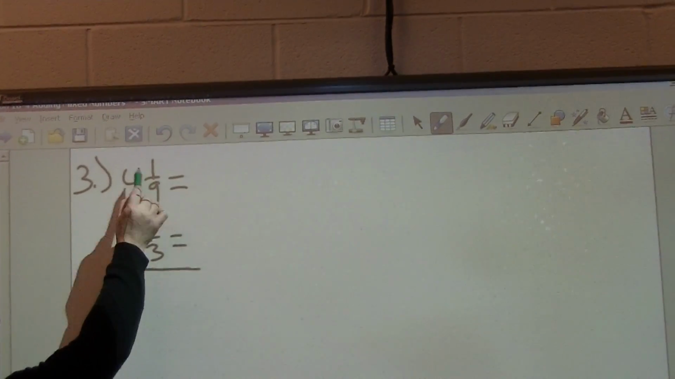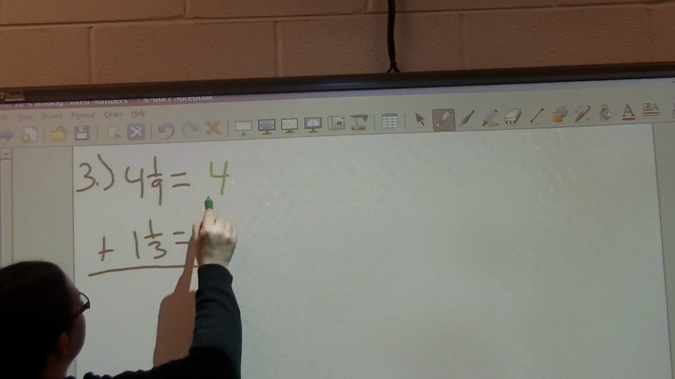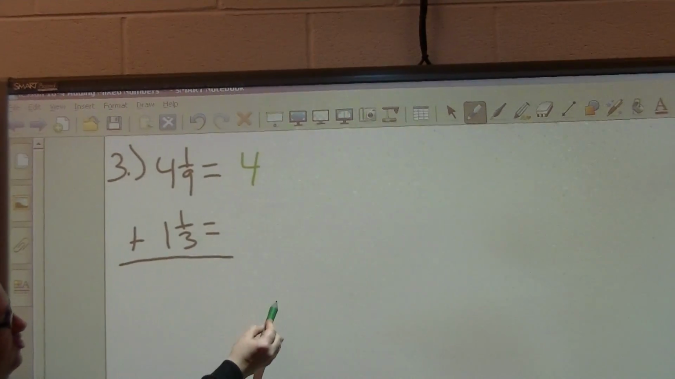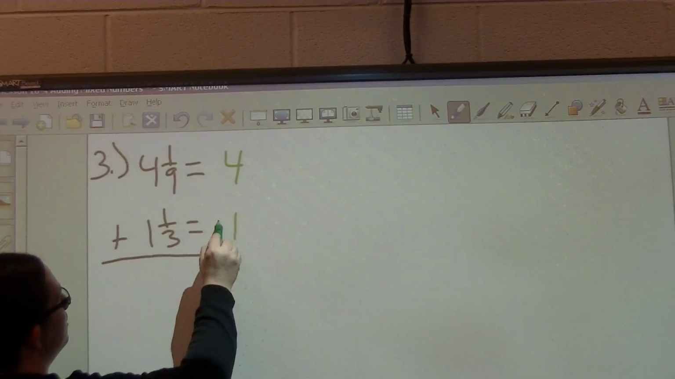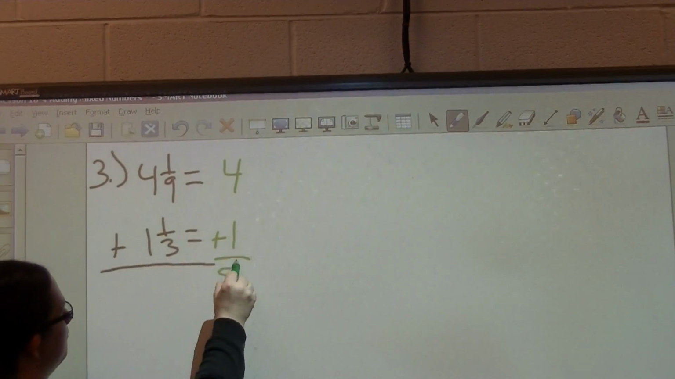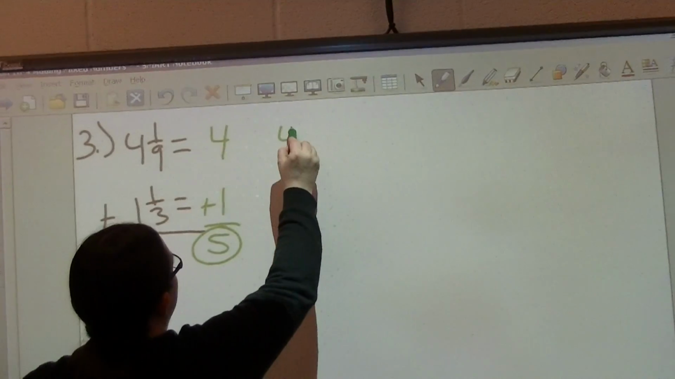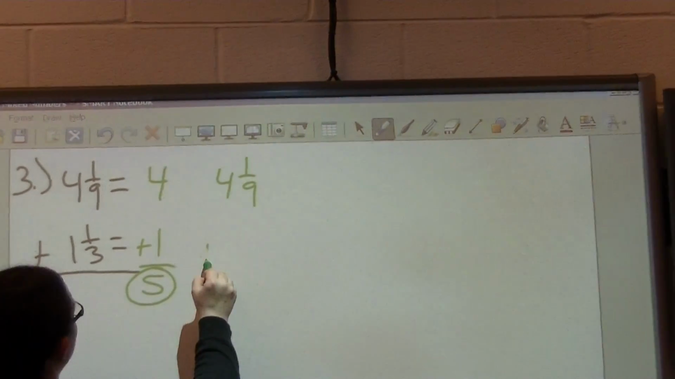Yep, 4 and 1/9 is closer to the 4. So this goes to 4. 1 and 1/3, is it closer to 1, 1 1/2, or 2? We know that's closer to 1. So 4 plus 1 gives us 5. So that's our estimate. Now let's move on and do the actual adding of the mixed numbers.